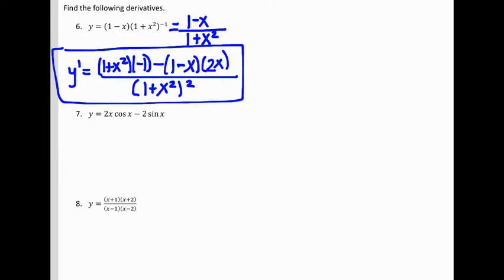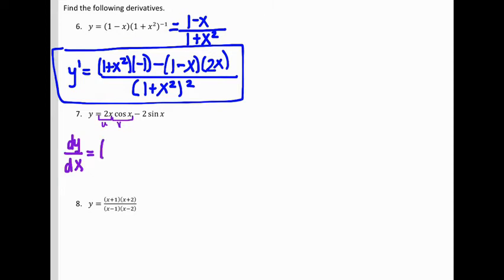Number 7 here, we're going to actually have to do two different things. In this first part, I've got a product rule, 2x times cos x. But then subtraction separates these terms, and we've got minus 2x. So we've got to start with our product rule. dy dx is another notation for the derivative of y besides y prime. So let's just practice using our different notations.